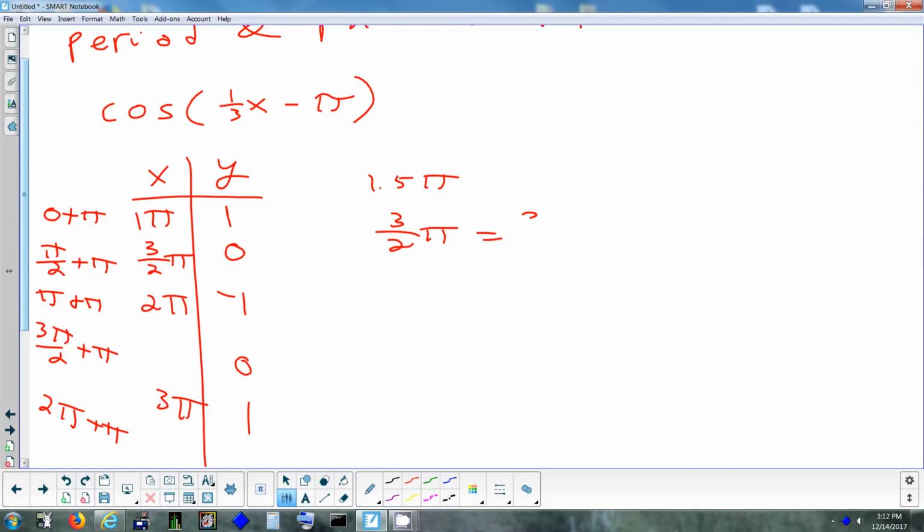And you can write this a couple ways. It's the same thing. Okay. Yep. And then what's halfway between 2 pi and 3 pi? 5 pi over 2, right? Because halfway between 2 and 3 is 2.5, and 5 divided by 2 is 2.5. Okay, so there's your phase shift.